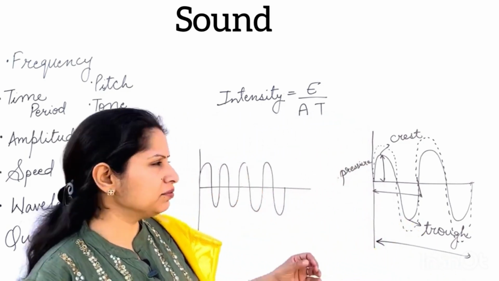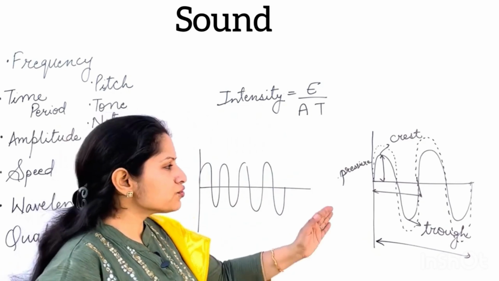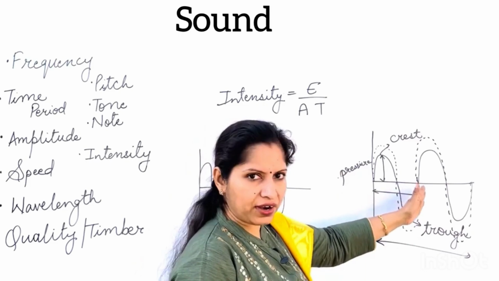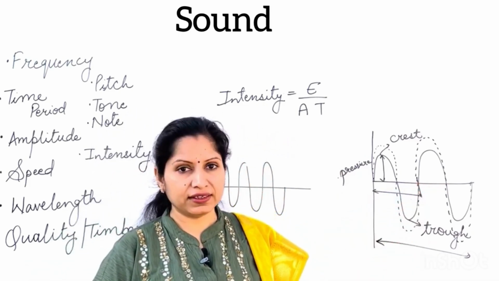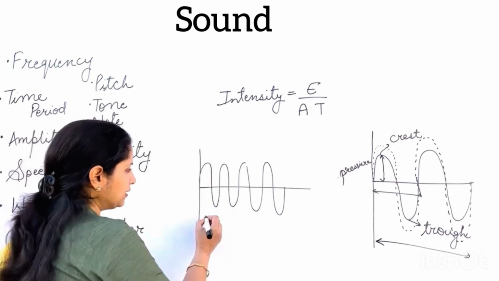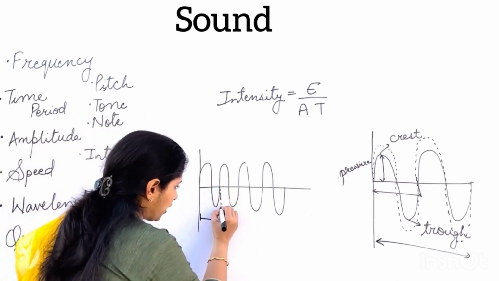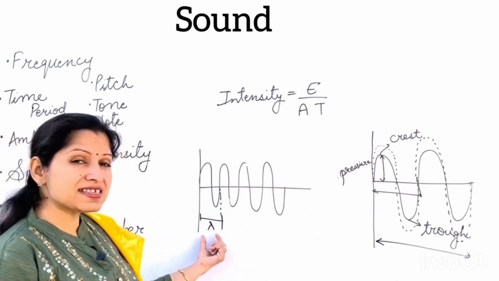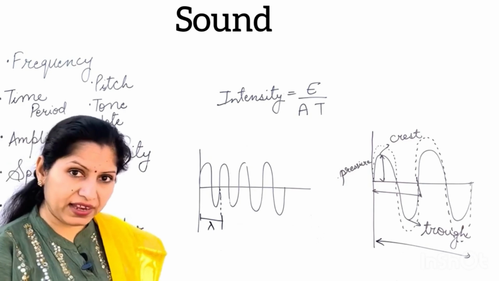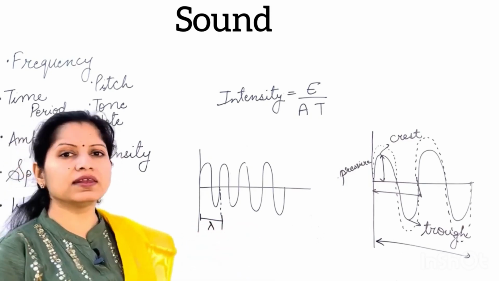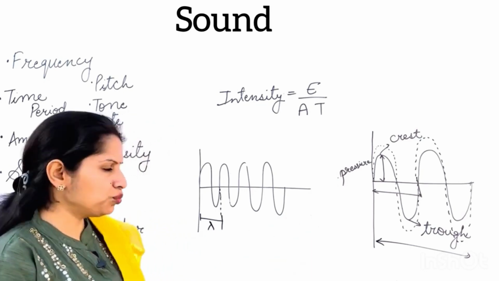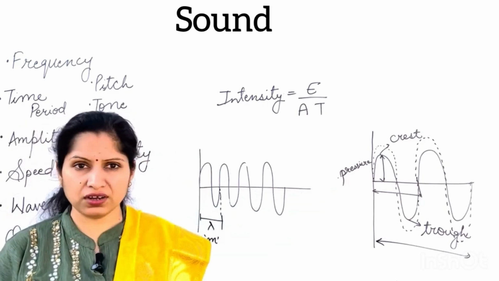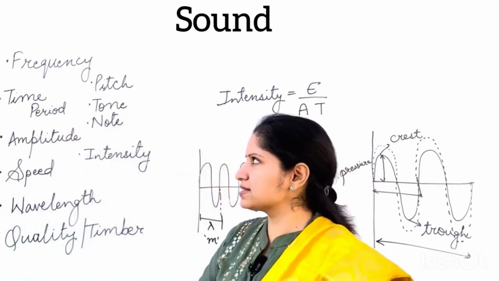Next comes the wavelength. It's very easy. The length of one particular wave, that is the length of one compression and one rarefaction, is known as wavelength. This wavelength is represented by the symbol lambda. Okay, since it is a length, its unit will be meters. The SI unit of wavelength will be meters. I just forgot to tell you the SI unit of frequency, that is hertz.